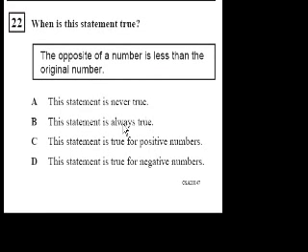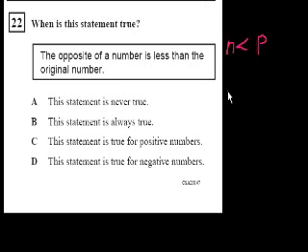Problem 22. When is the statement true? The opposite of a number is less than the original number. Well, if I have a negative number, the opposite of a negative is positive, so it's not going to be less. But if I have a positive number, then the opposite of it is negative, which is less than it, because a negative is less than a positive.